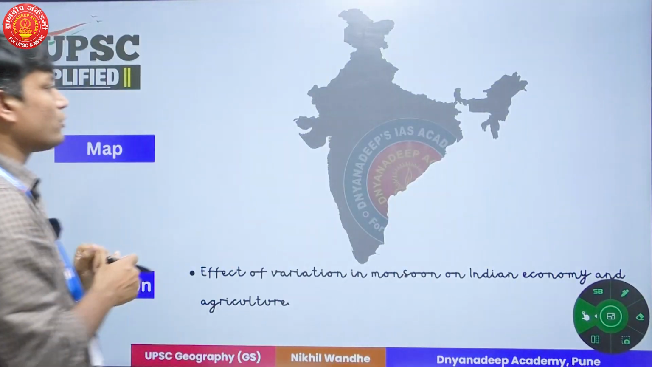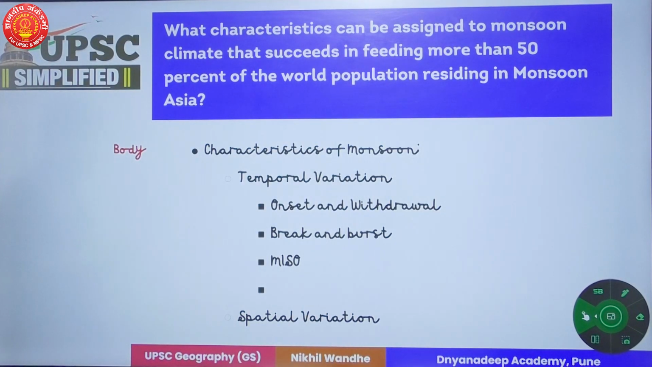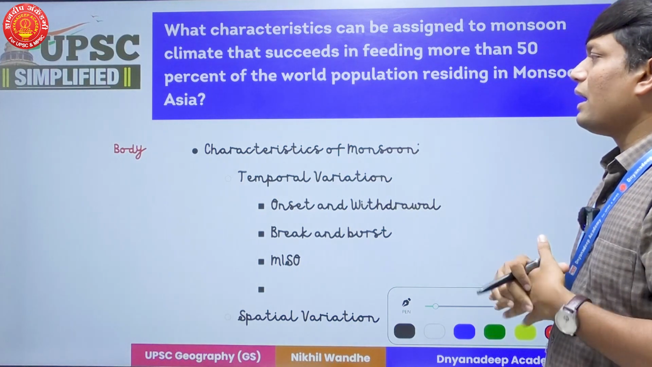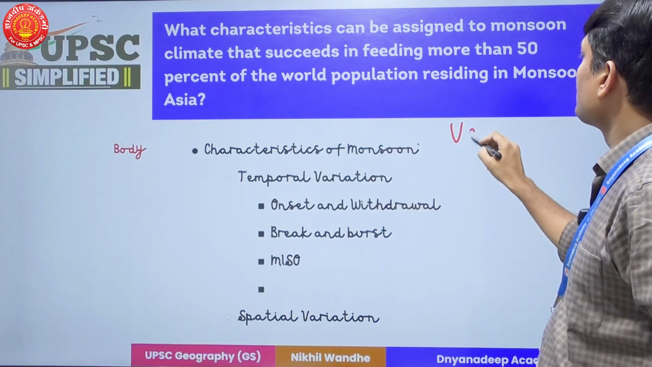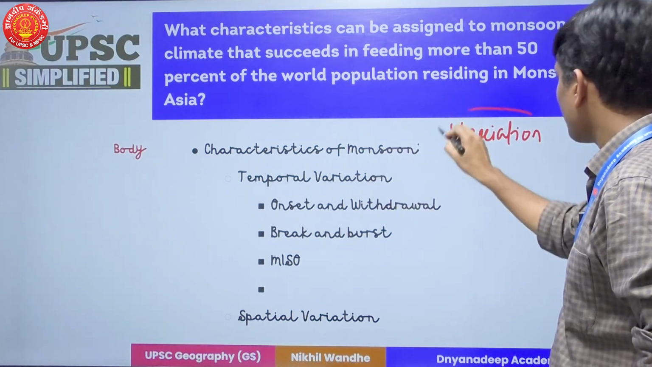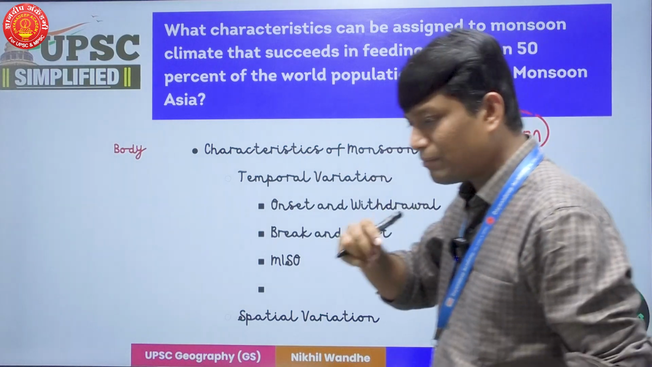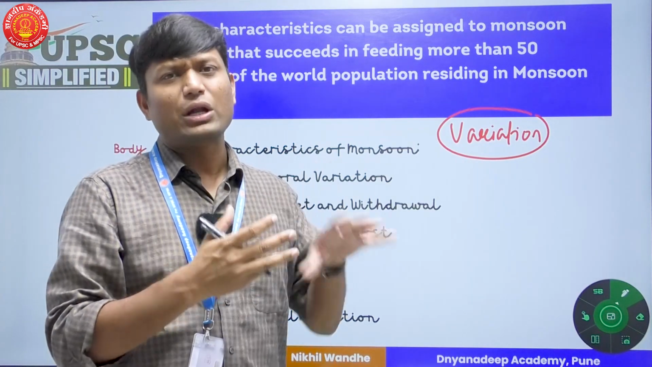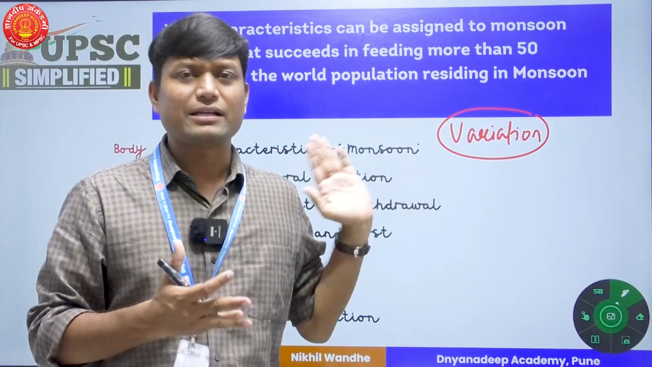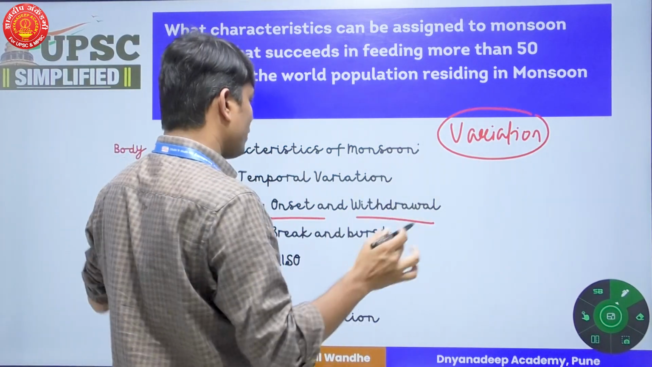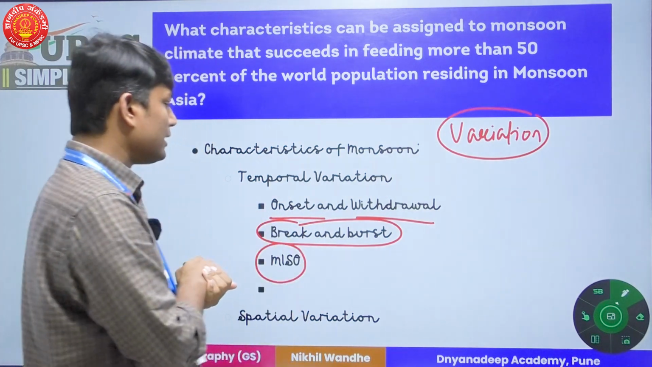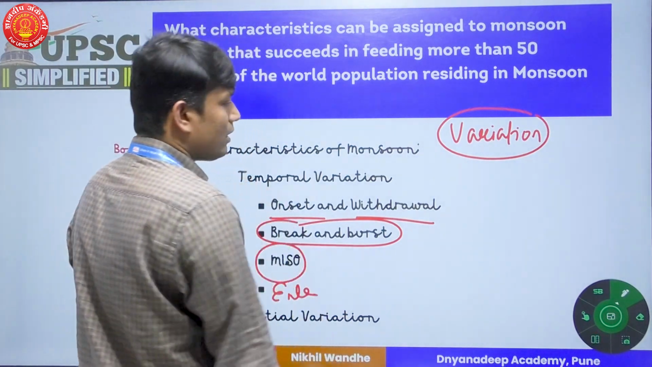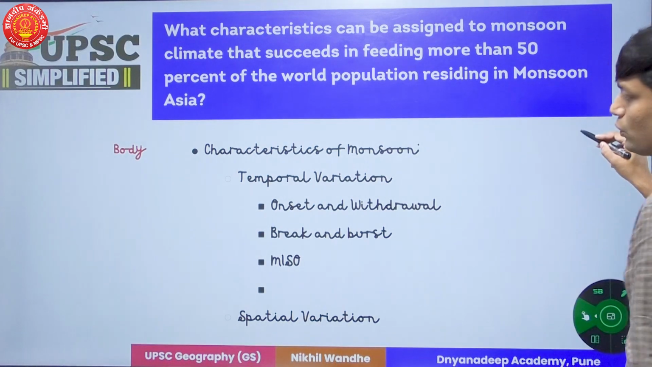Let us discuss the body part of the question. In characteristic, there are many characteristics. I generally prefer to call it variation in monsoon. Whatever characteristics we find can be discussed in the form of variations in the monsoon, or you can also directly mention all these characteristics: onset and withdrawal of monsoon, break and burst of monsoon. Then there is something called monsoon intraseasonal phenomena. Then you can also mention ENSO and its effect on this monsoon phenomena.